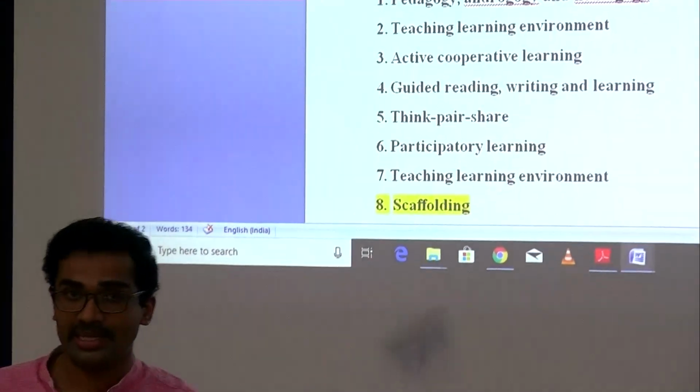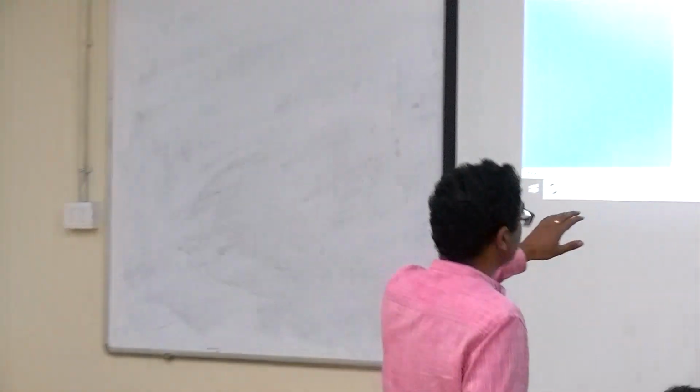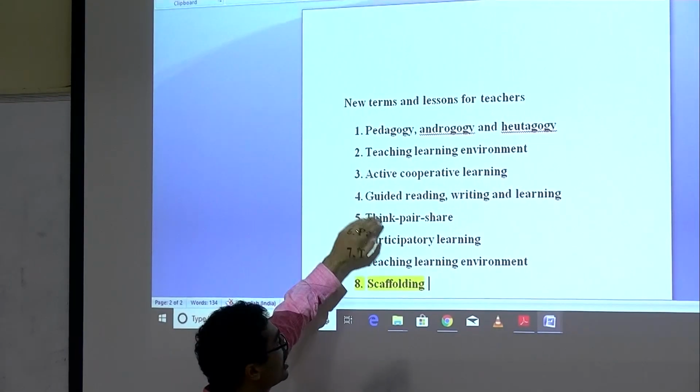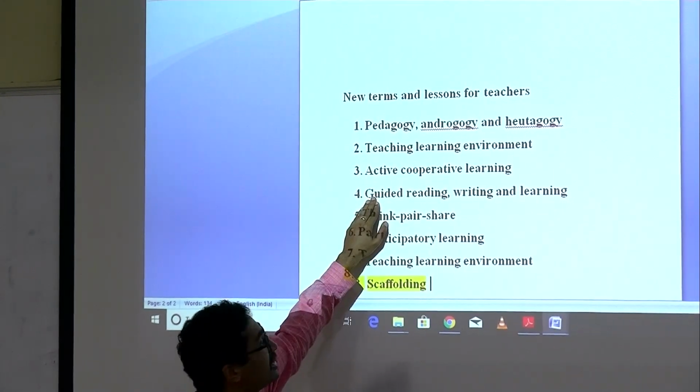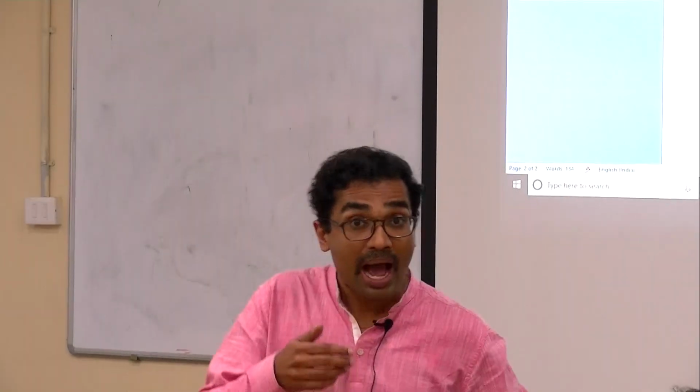So you can see that active cooperative learning is enabling students to talk to one another, learn from one another, share their experience with one another. And this goes hand in hand with think, pair, share and guided reading, writing and learning. You would have noticed that I usually give some handouts. I ask people to look for some specific information in that particular handout and respond, so that there is active engagement with the material and not just passive listening.